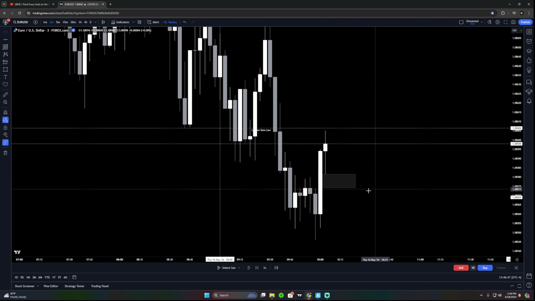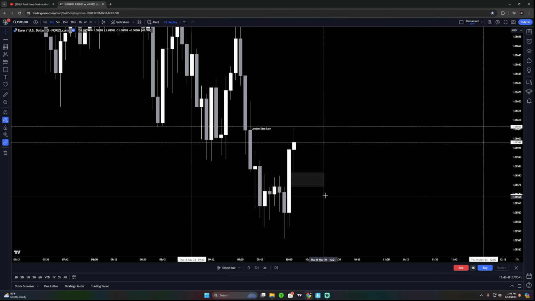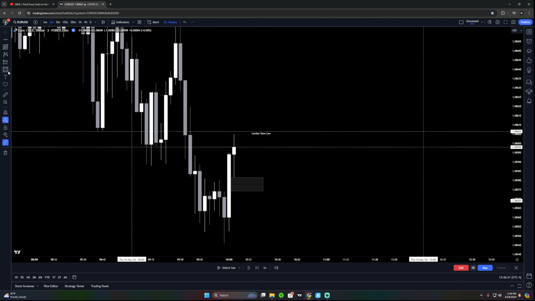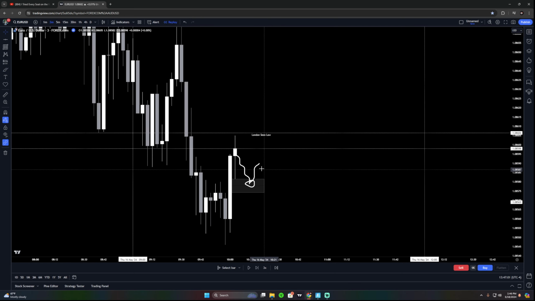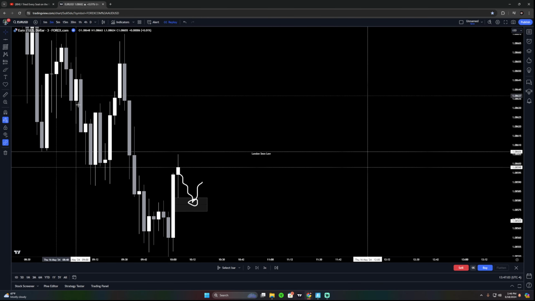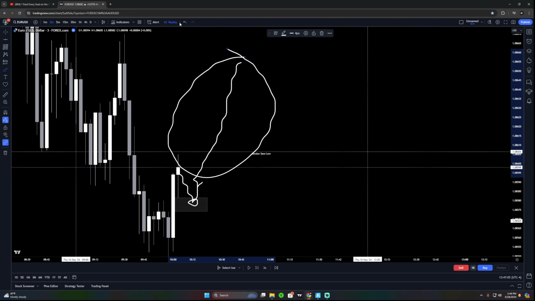Okay, so if we're going to look to enter off this fair value gap, we need price to come down into the fair value gap and show that it doesn't want to go past it. So it would have to push up after. Hopefully, then we'll be able to enter a trade and catch this move right here.